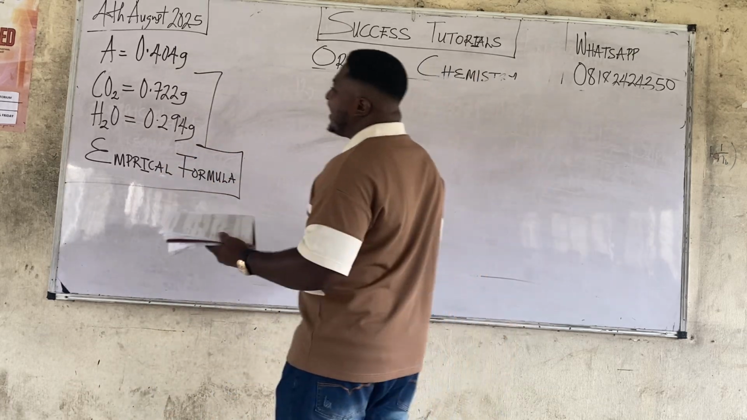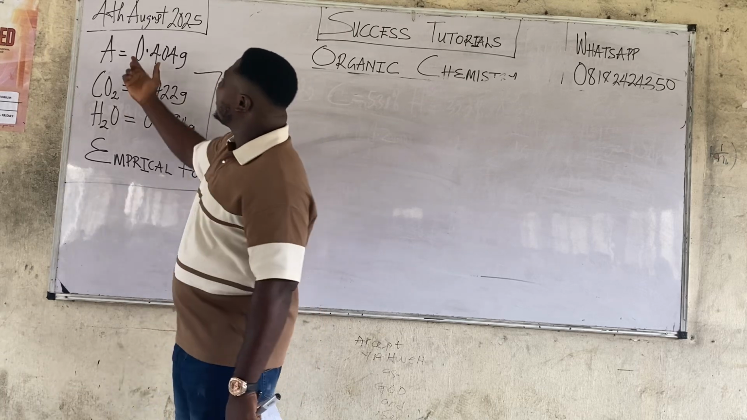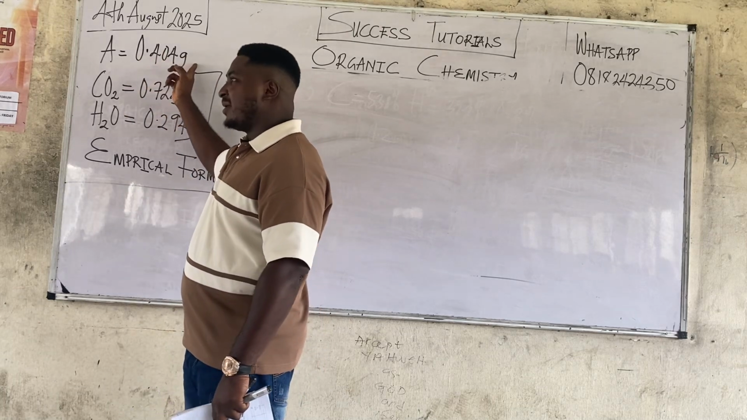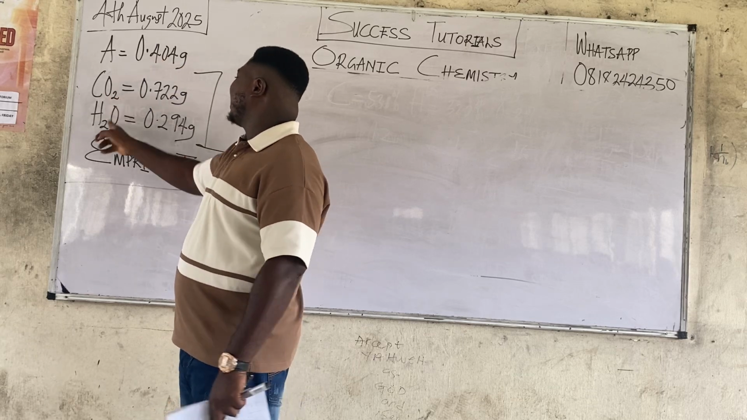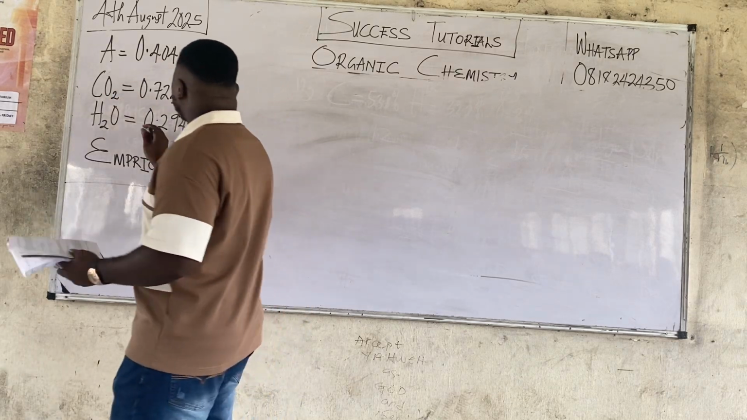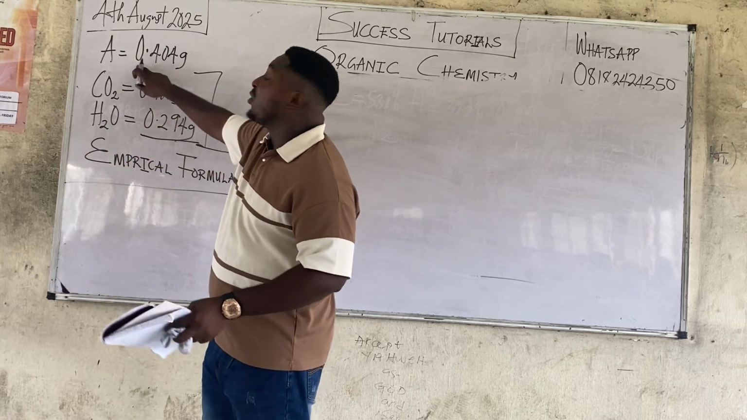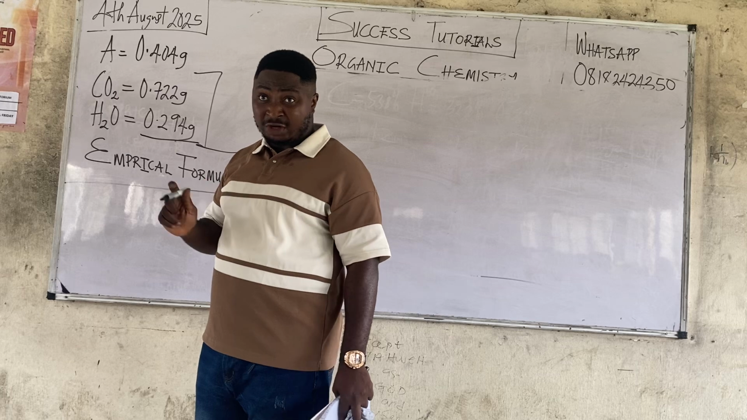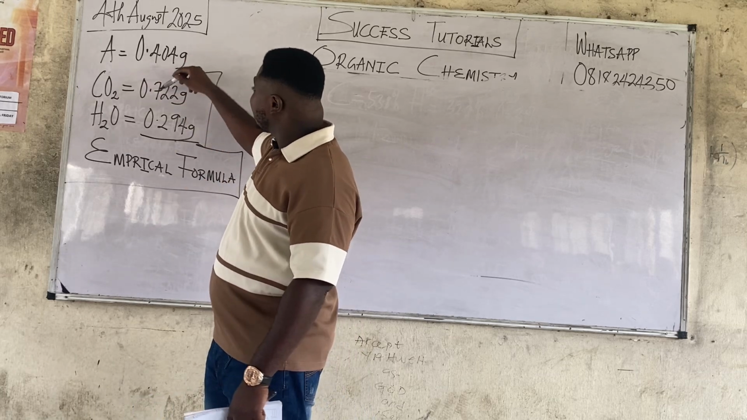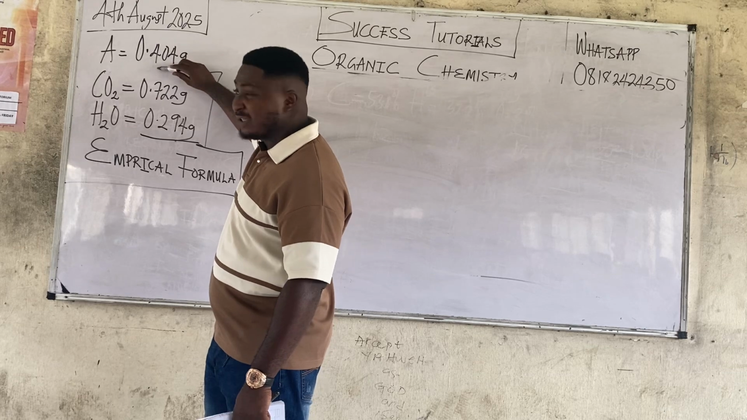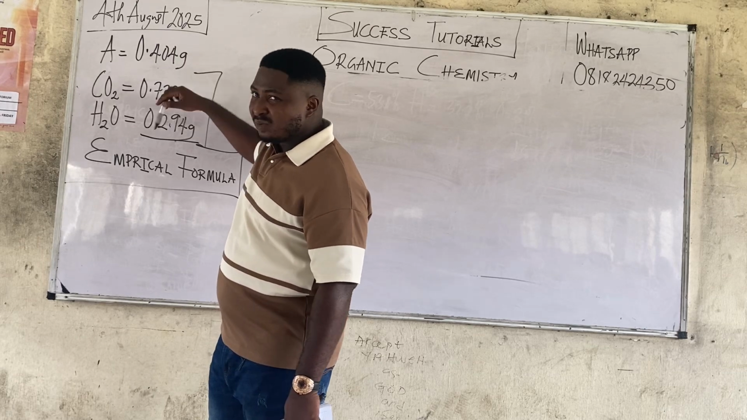Looking at this, it's clear that we need to first ask ourselves something. The question said that the organic compound is 0.404 gram. But when it undergoes combustion, it gave CO2 and H2O. And class, if we add these two masses together, it's more than the whole mass of the organic compound. So something is wrong. Because if this is 0.404, yet it gave 0.7, 0.7 is already bigger than 0.4, not to talk of when you now add 0.2.